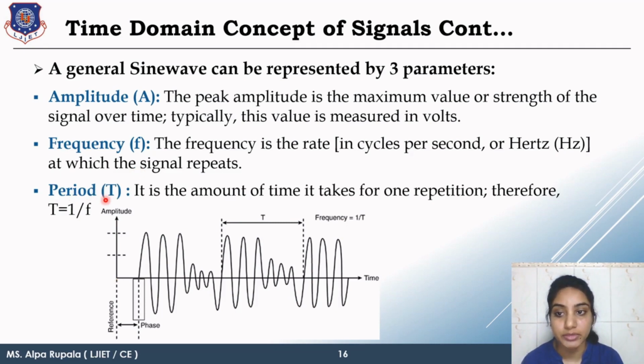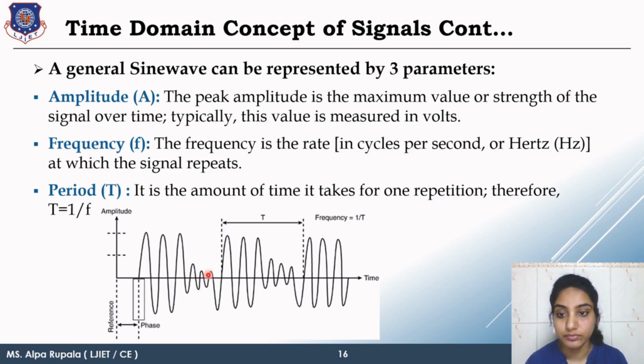Now the period, capital T, as we discussed earlier. It is the amount of time it takes for a signal to complete a single repetition. These two fundamentals are inversely related. Frequency, small f, and period, capital T, have a reciprocal relationship. So we can conclude that capital T equals 1 upon small f.